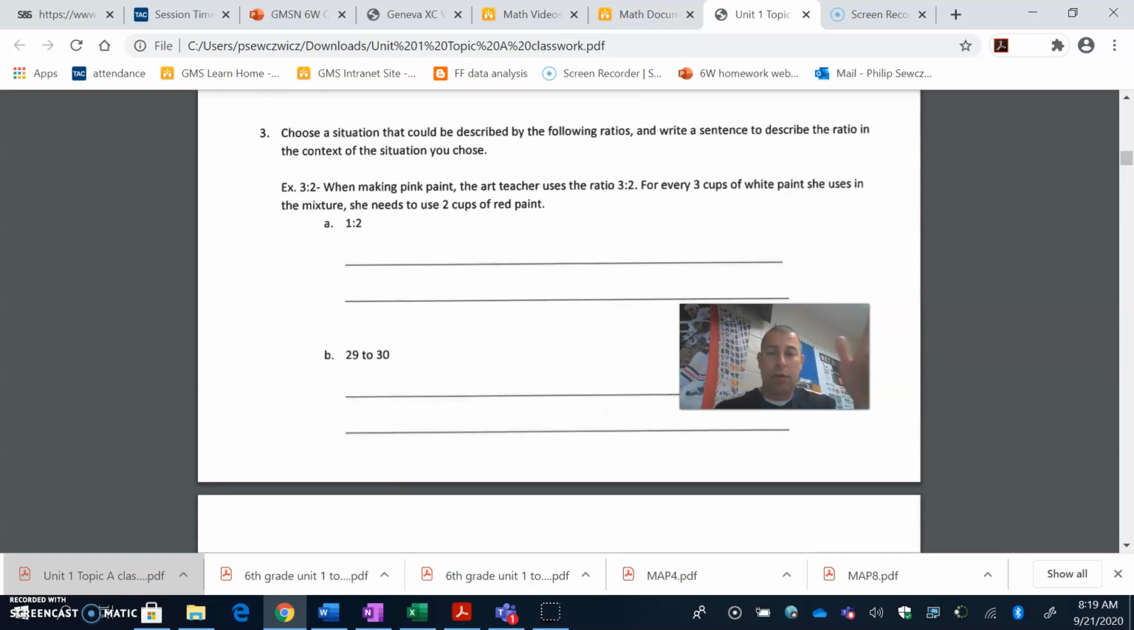Choose a situation that could be described by the following ratios and write a sentence to describe the ratio in the context of the situation chosen. So for example, 3 to 2. We want something realistic where you'd have 3 of something and 2 of something. Well, they talk about mixing paint. Okay, so what would be something you have a ratio of 1 to 2? As we think about things, we could stay with the mixing thing here.